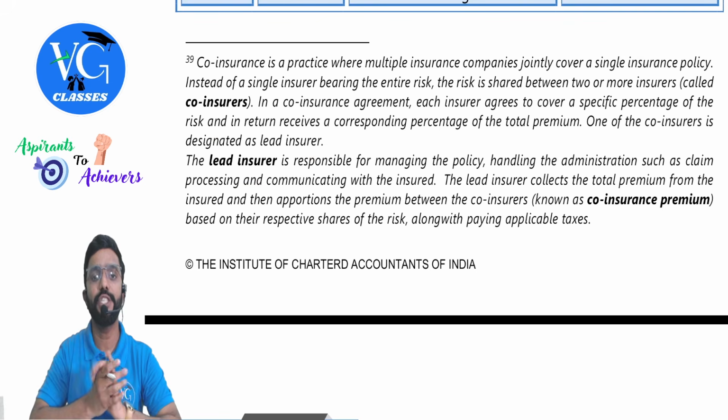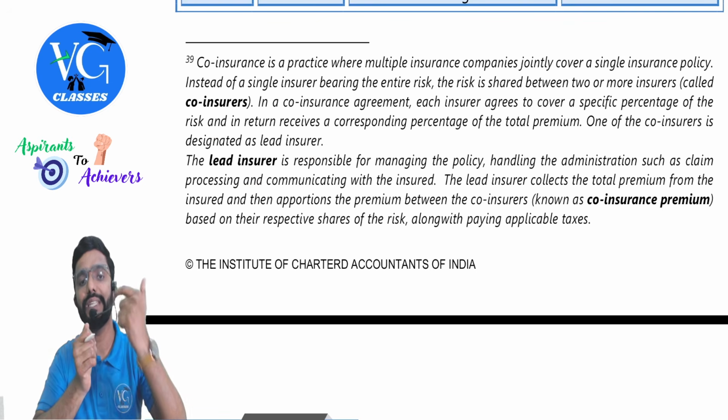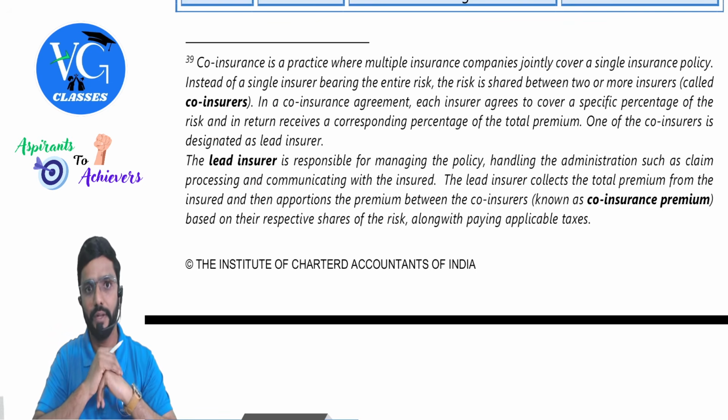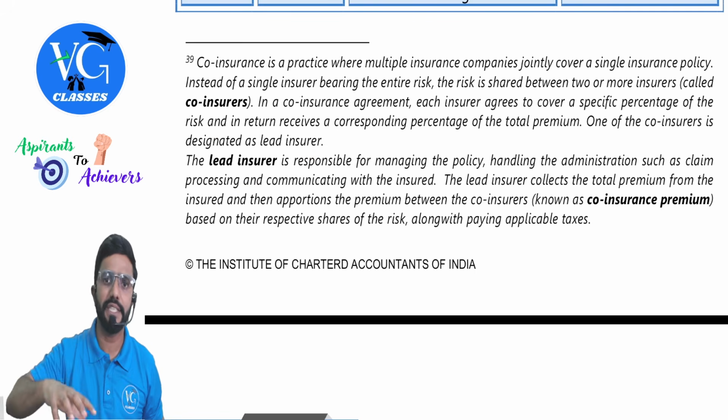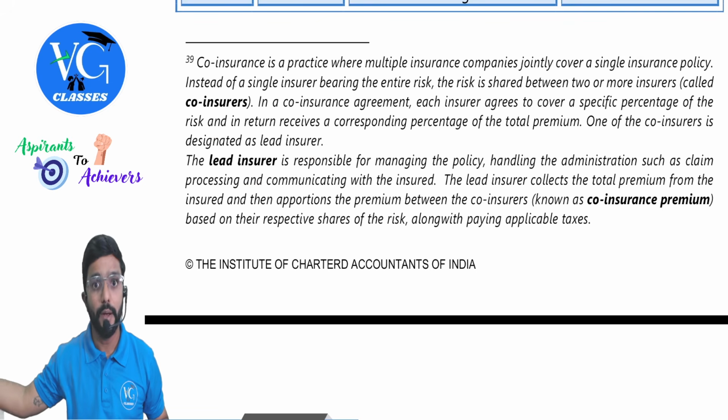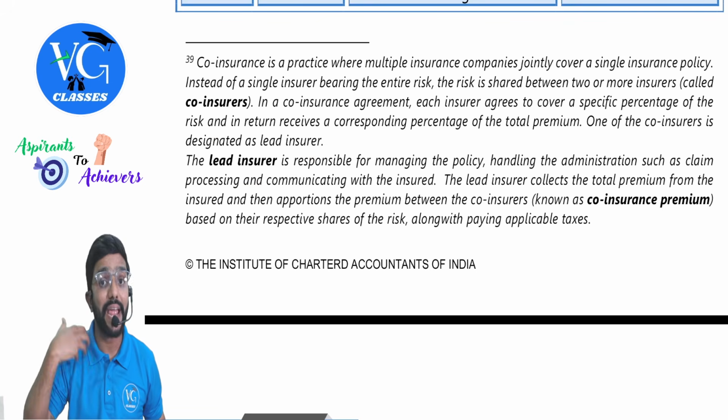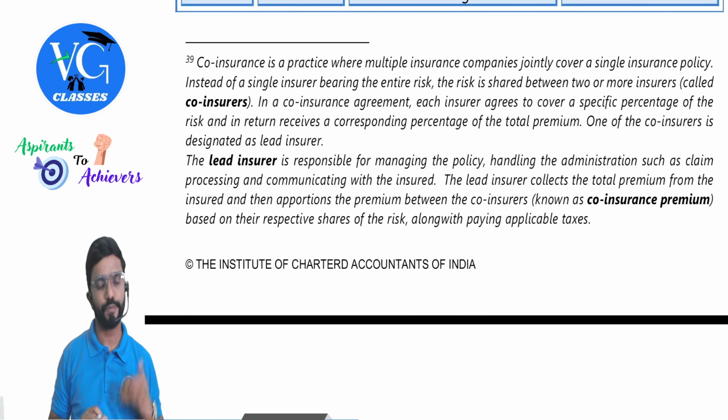So the lead insurer is the one who is liable to pay GST on it. Later, after paying GST, he can share the premium with the co-insurer. But before paying to him, he is the one who is liable to pay GST on the entire premium amount.